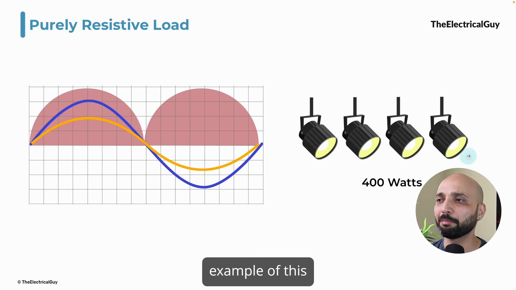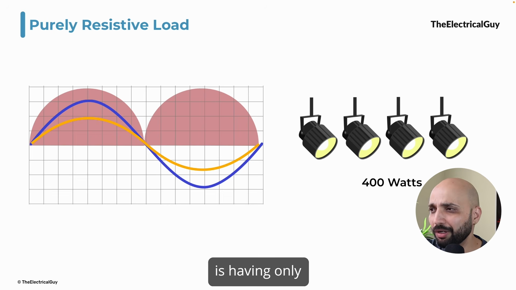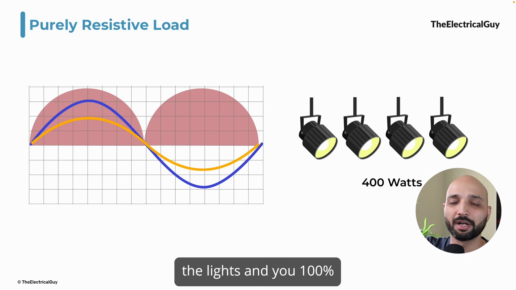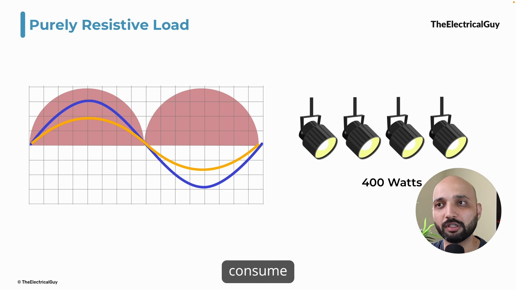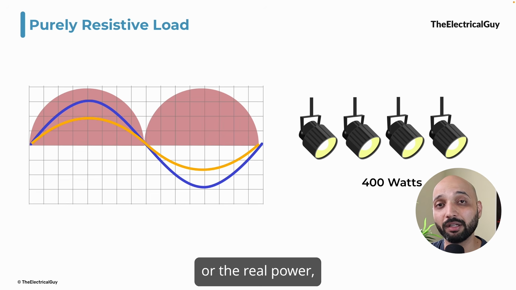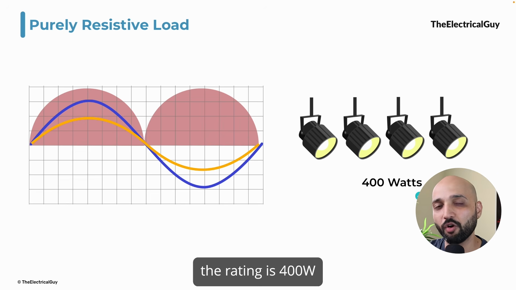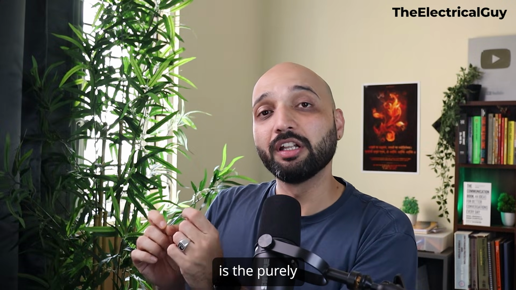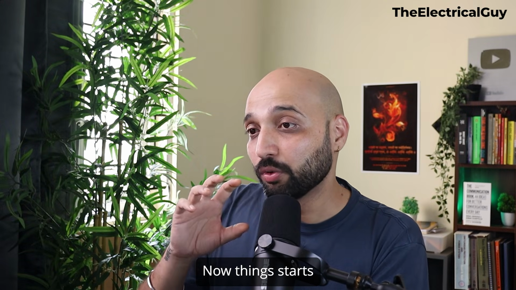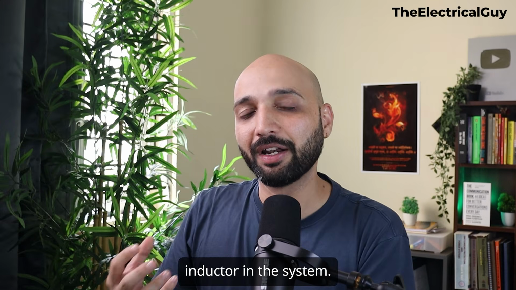But the simple example of this could be the lighting loads that we have. So for example, if your factory is having only the lights, you 100% know that the power you are going to consume is the active power, or the real power, and you can clearly state that the rating is 400 watts or something like that, because you know it's active power only. Clear? So that is the purely resistive load. Now things start getting interesting when we insert an inductor in the system.